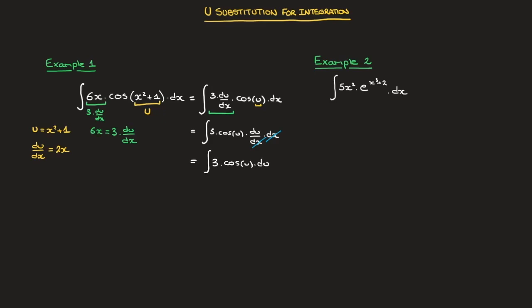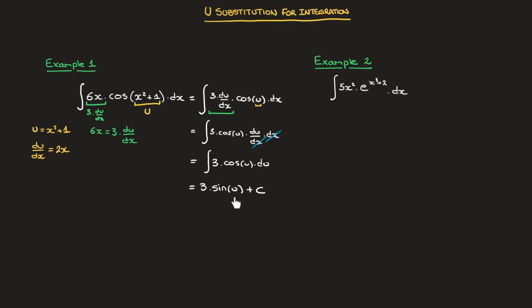In other words, we've rewritten our integral in terms of the new variable u. Notice how much simpler this integral is compared to the one we started off with. And now, all we have to do is integrate this with respect to u. And doing so, we quickly find that's equal to 3 times sine of u plus some constant of integration, c.